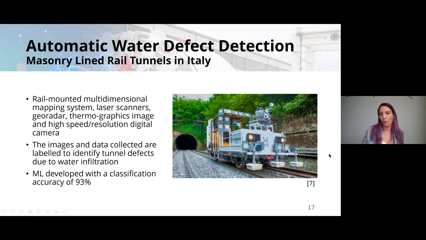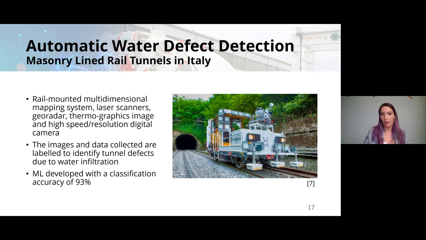So they have much older tunnels than we do there, but many, many more tunnels as well. So you need to be inspecting them with regular frequency and not be spending too much time doing so, because they have to close the rail line when they do that. So what they came up with is this kind of cart you can see on the right. It's, like I said, rail mounted. It has a bunch of different sensors, LiDAR, high definition cameras, etc.